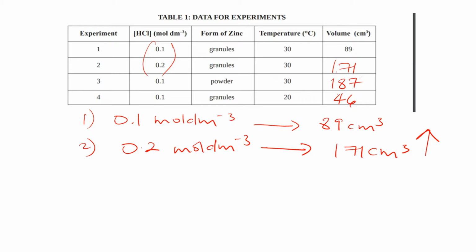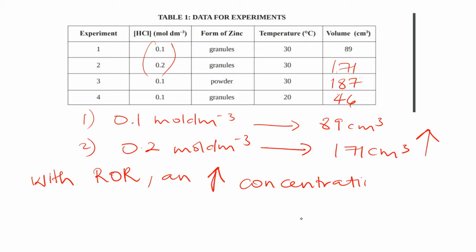So they said to provide an explanation. So basically, with rate of reaction, I'm just going to shorten it like that, ROR, an increase in the concentration results in an increase in the rate of reaction. But why? Why is this so?